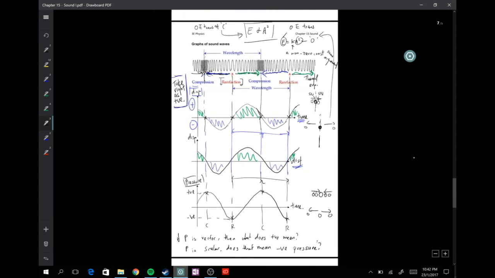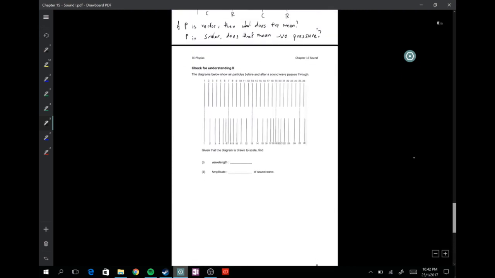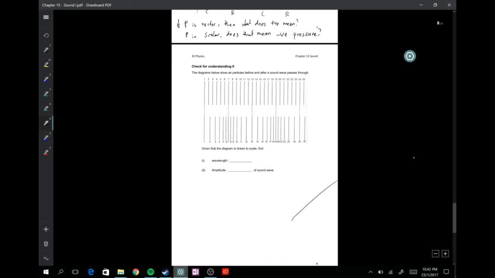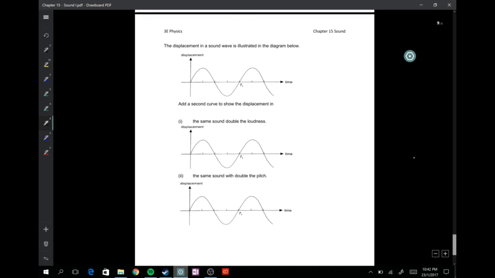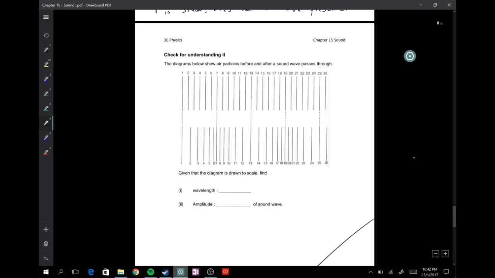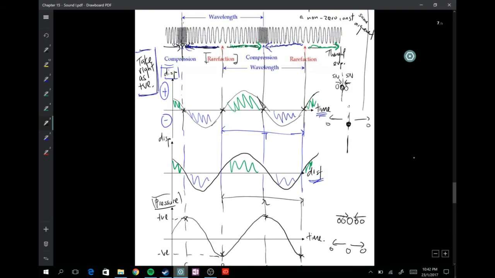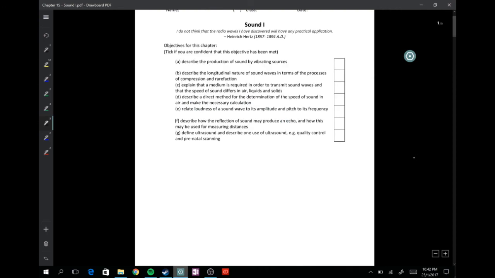If you need to copy the whole thing in one shot, you can pause the video here. If not, let me move down and bring up this one. You all should be able to do this, no problem. Let me bring your attention to this. Now, double the loudness, double the pitch. Let me give you the relation here. I'll teach in the next video on sound 2. We are still at sound 1.